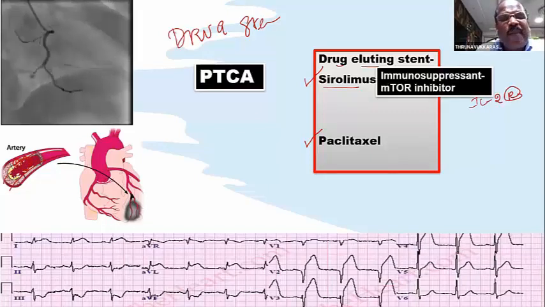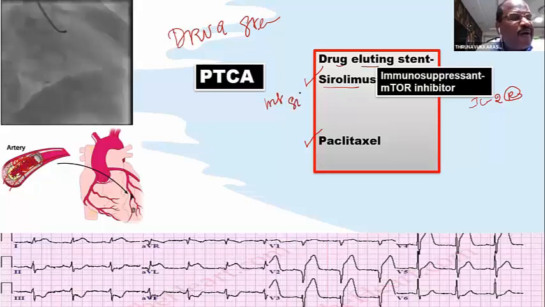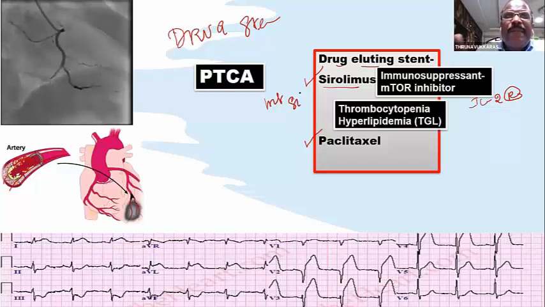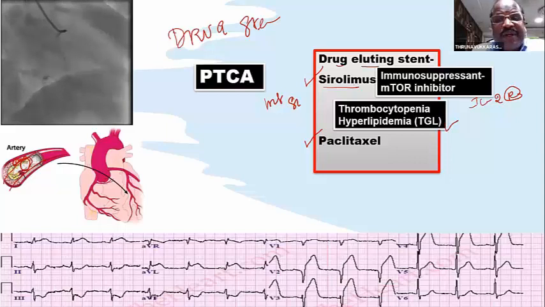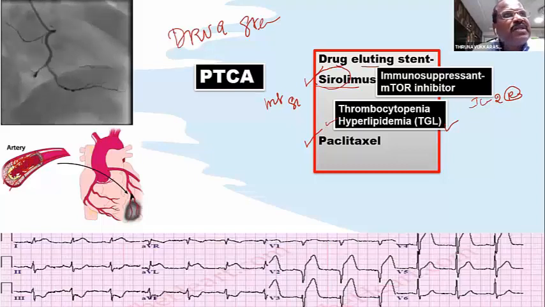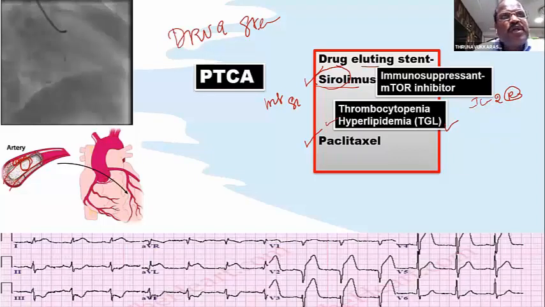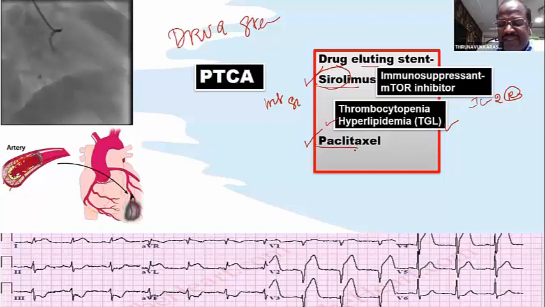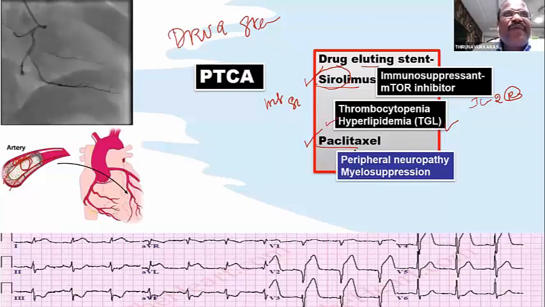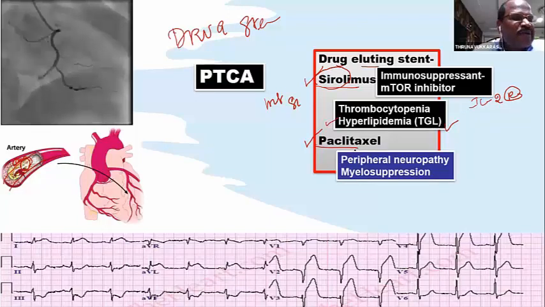Any immunosuppressant's common problem is infection. Sirolimus also causes infection, but its specific problems are hypertriglyceridemia and thrombocytopenia. This is important. Which immunosuppressant causes the adverse effect of hypertriglyceridemia? Answer: sirolimus. One more drug useful for preparing drug-eluting stents is paclitaxel. Paclitaxel is actually an anticancer drug. This drug may cause the adverse effects of peripheral neuropathy as well as myelosuppression.